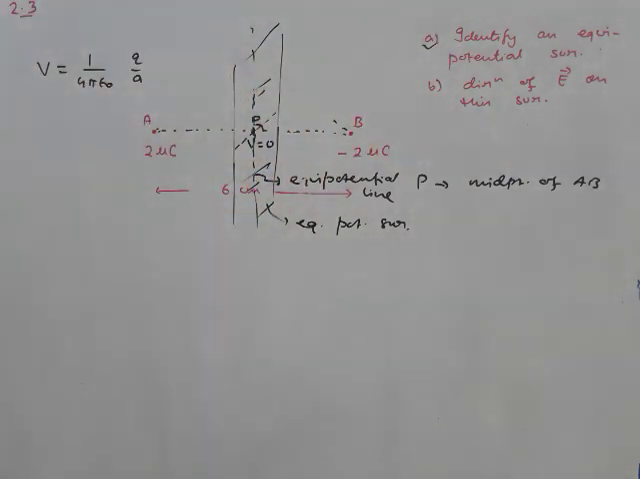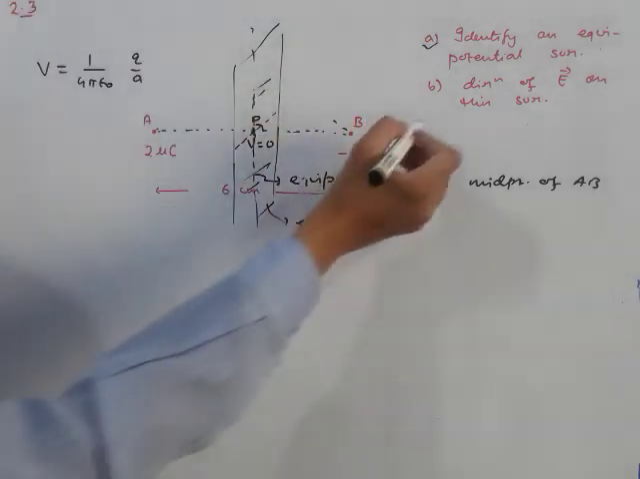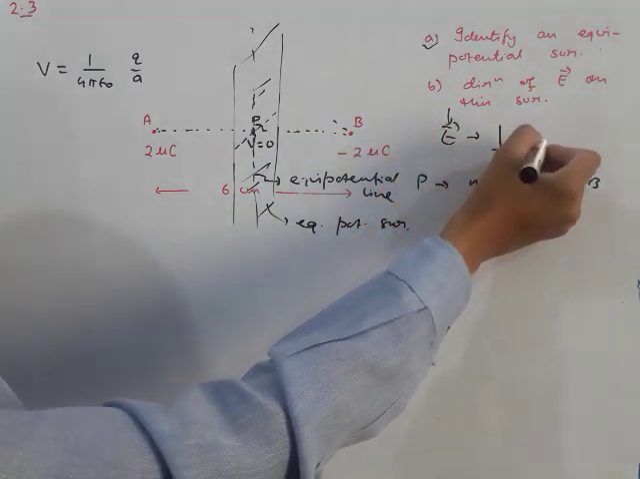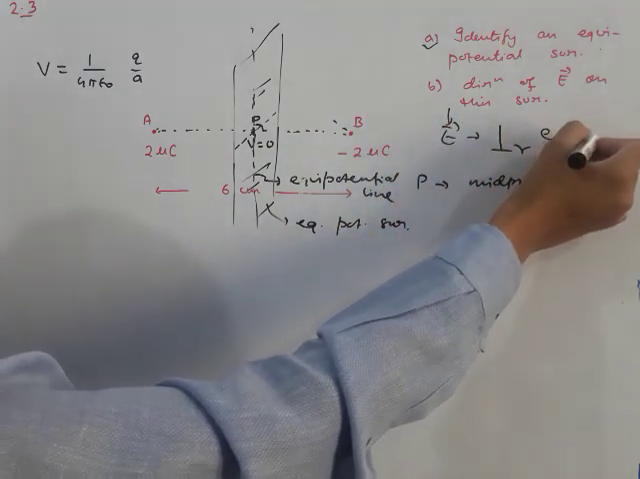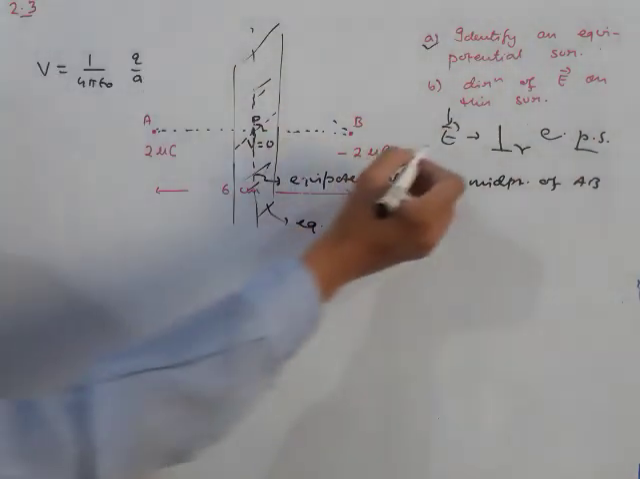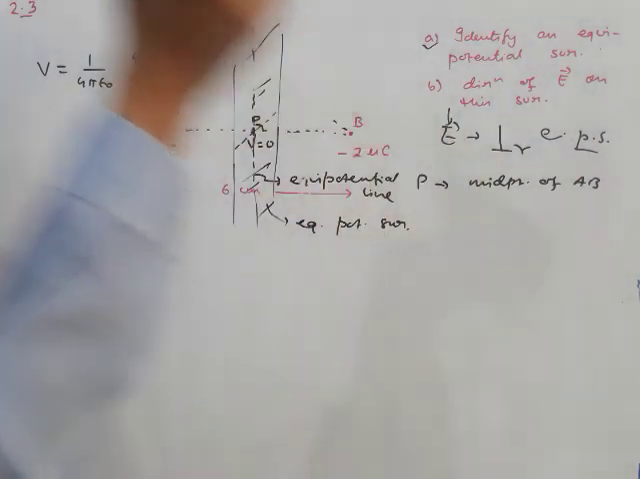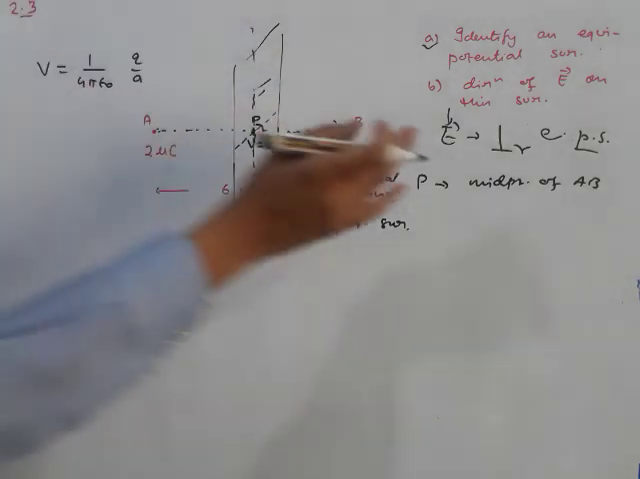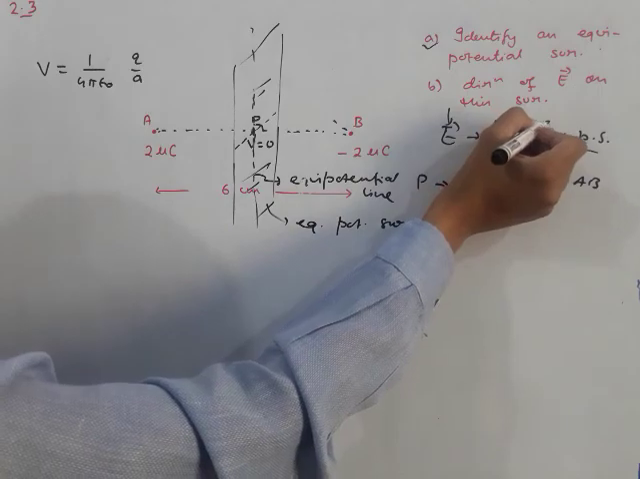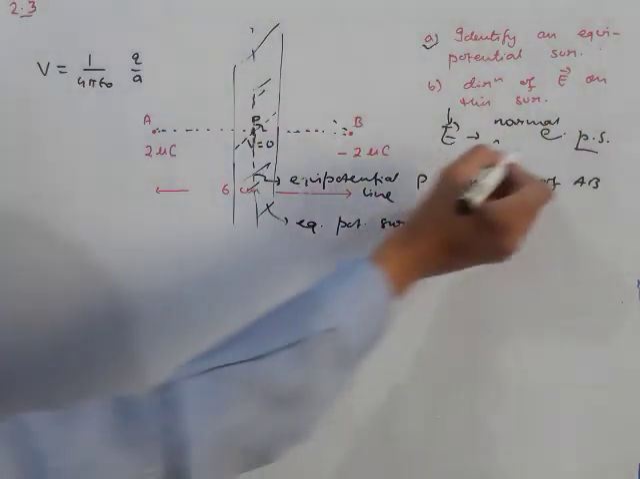Second part, what is the direction of electric field on this surface? So for B you have to answer that electric field you know is always perpendicular to equipotential surface. Always the electric field vectors are perpendicular to equipotential surfaces. They are normal to equipotential surfaces, in fact I should write. They are normal to equipotential surfaces.